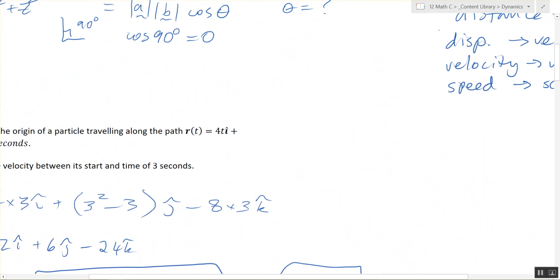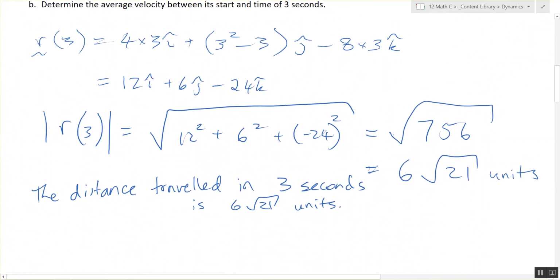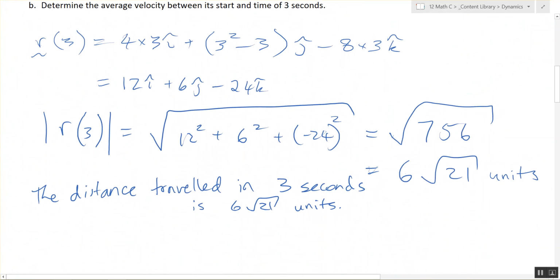Okay, so there's two ways you can do this next bit. So it wants us to find the average velocity. The change in velocity divided by 2, or the change in r divided by the change in t. Let's start with the change in r, because we've already got one of them. Yep, and we're looking for average velocity, not speed, okay?